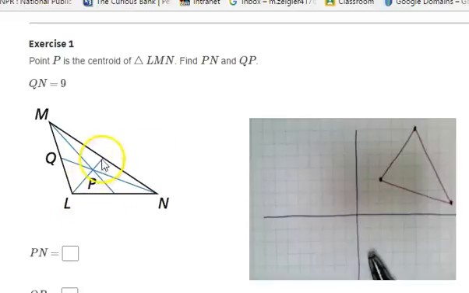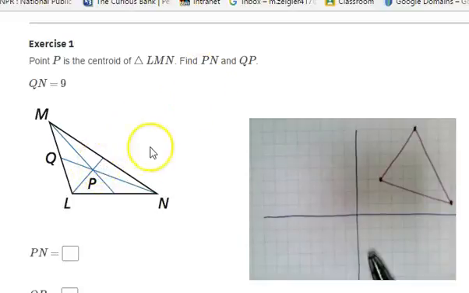Medians, these blue lines here, are lines that go from a vertex of the triangle to the midpoint of the opposite side. Right, so from vertex to midpoint, vertex to midpoint, vertex to midpoint. And they meet at a point called the centroid. The important thing about the centroid is that it divides each median into two parts, a longer part and a shorter part, and the longer part is twice as long as the shorter part.